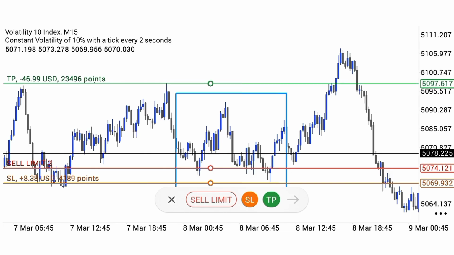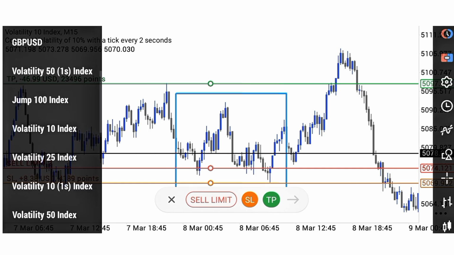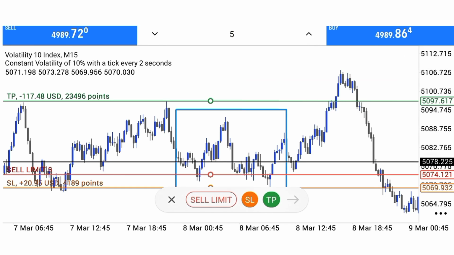So let's say you risk $8, you're making $46 for this trade, which is fair. That is more than five times your risk. So let's imagine I increase the lot size to, let's say, 5. If I increase it to 5, that means I'm risking $20 to make $117. So when I have this setup, this is very good risk management. I like risk management like this that will give me a lot of profit.